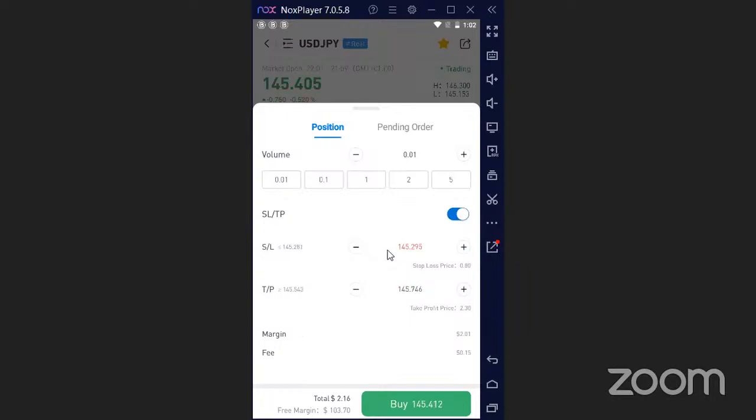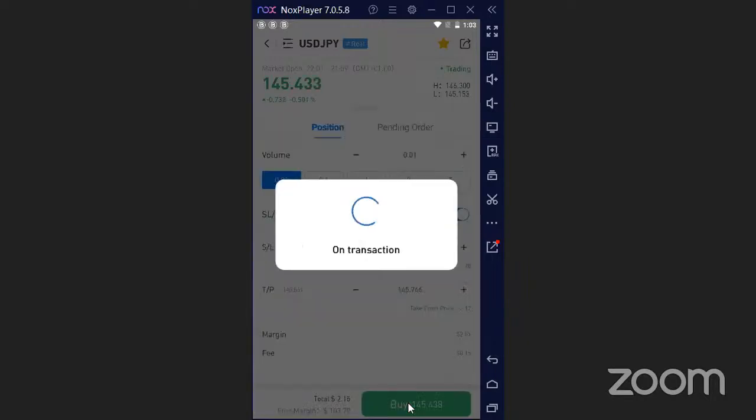So now I'm leaving this for you guys to see. Set this exactly the way I have set mine. I'm using the lot size of 0.01 for an account of $100. So if you are using $10, $15, $20, up to $100, I'll advise you to use 0.01 the way I've used it here on my own. So I'm placing my buy now. You see, I've placed mine.